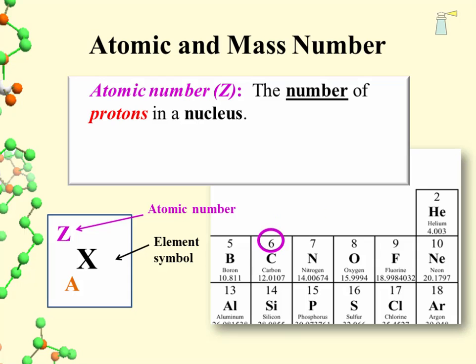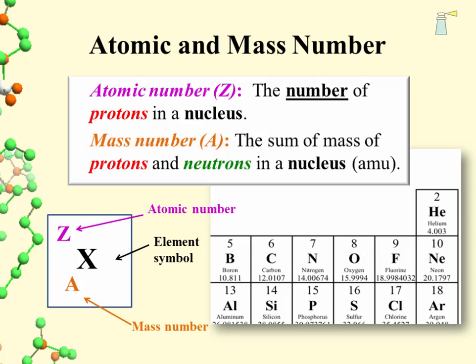So, all carbon atoms have 6 protons and 6 electrons. All nitrogen atoms have 7 protons and 7 electrons. And all oxygen atoms have 8 protons and, well, you get the point. Bottom line, change the number of protons in the nucleus and change the element, period.